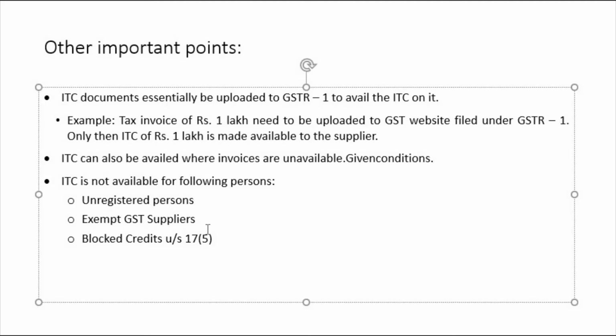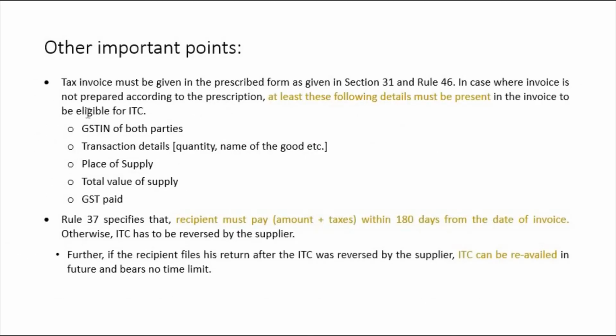So ITC is not available for the following persons: unregistered persons, they are not eligible, obviously. Exempt goods, exempt GST suppliers, yes. If you are supplying any exempted goods, ITC is not available because that should be a taxable supply, right? Blocked credits under section 17 subsection 5. This section says that even if you are making supplies for business purposes, and even if the supplies are made to registered persons, the ITC is not available, right? Hope this is clear.